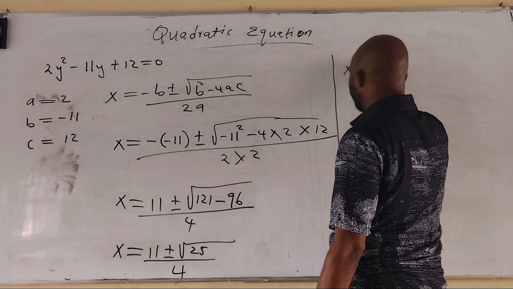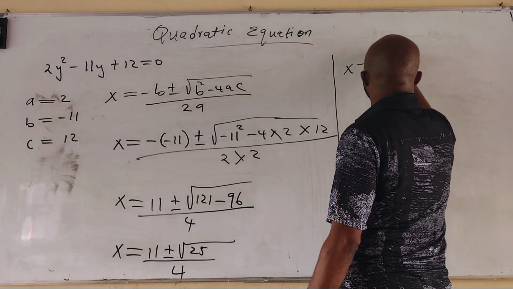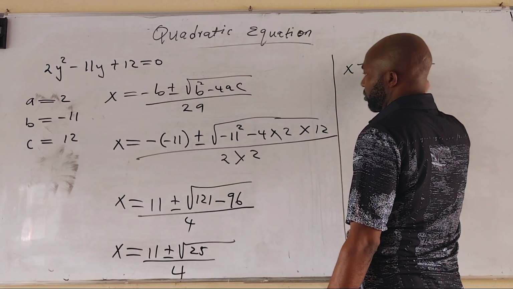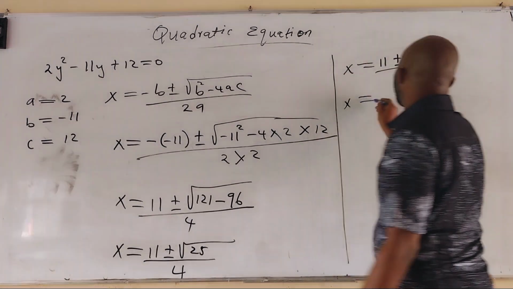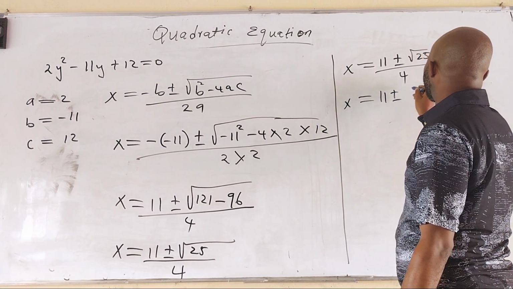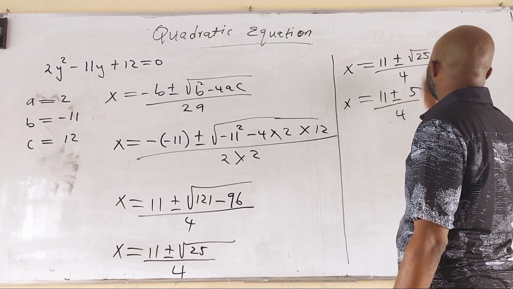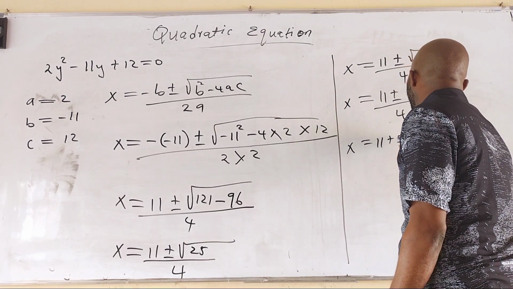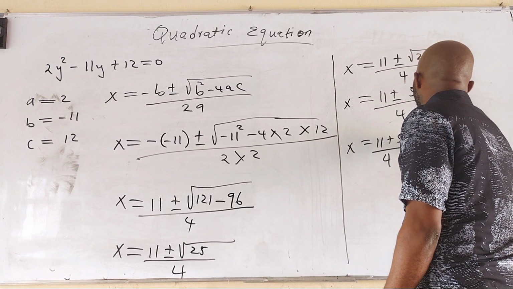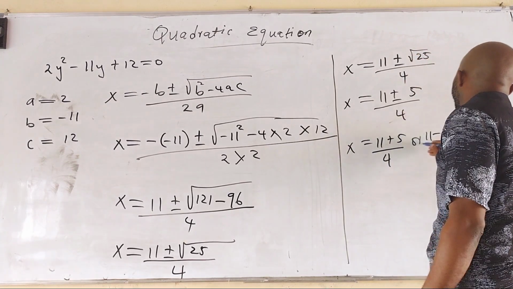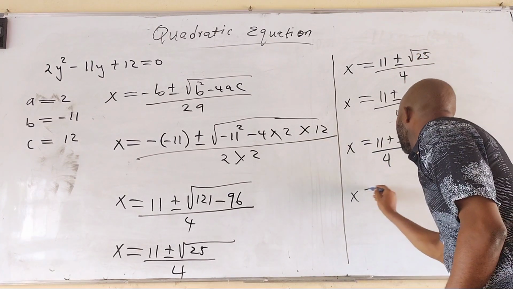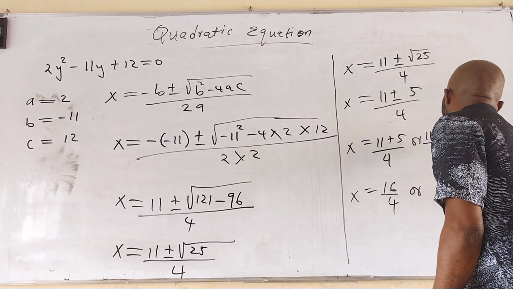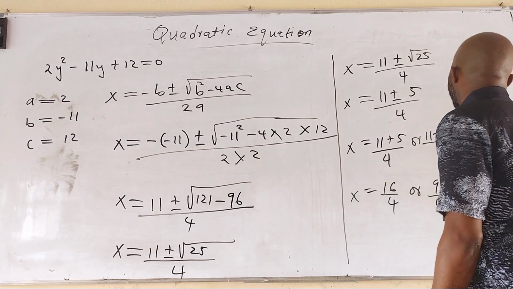X is equal to 11 plus or minus the root of 25 over 4. X is equal to 11 plus or minus 5 over 4. The root of 25 is 5. And X is equal to 11 plus 5 over 4, or 11 minus 5 over 4. And my X is equal to 16 over 4, or 11 minus 5, 9 over 4.